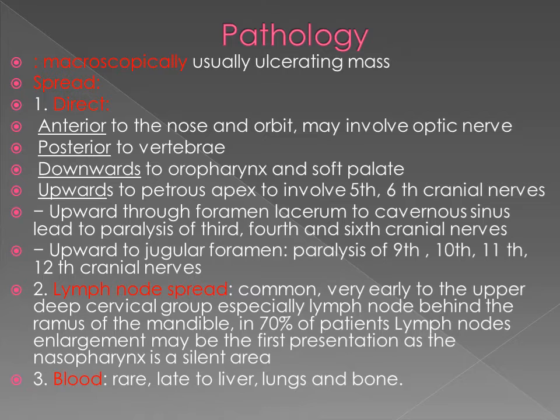During the head and neck examination we'll have to check all of the cranial nerves as a proper part of our examination. Well, to complete this examination, we also have to check the neck for lymph node affection, which is a common way of spread, and it's very early to the upper deep cervical group, especially starting with the submandibular lymph node, which is just behind the ramus of the mandible. In 70% of the cases with lymph node spread, it will be affecting this lymph node.